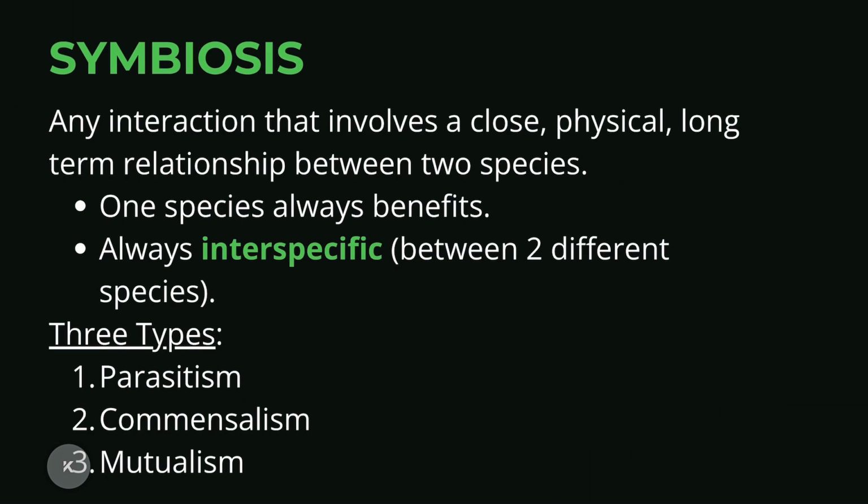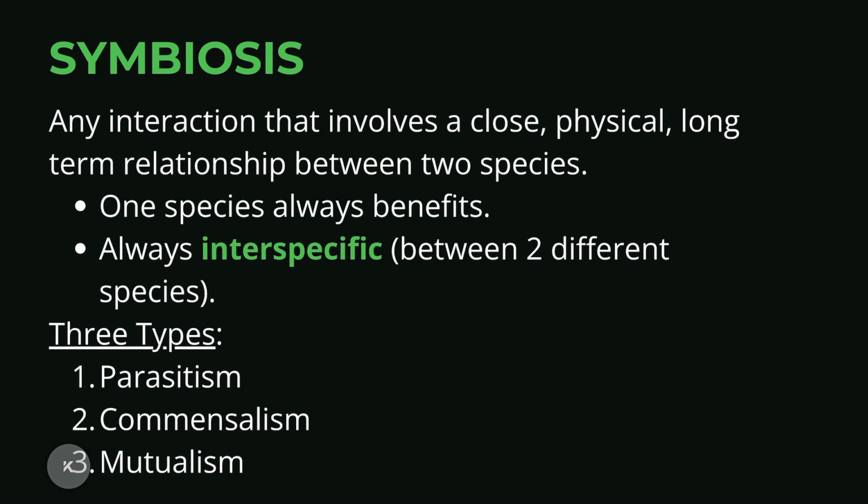Our next type of interaction relationship is symbiosis. So this is going to be any interaction that involves a close physical long-term relationship between two species. So this has to be two different species. One of the species is always going to benefit in this situation. And because it's two different species, this is always going to be an interspecific relationship.